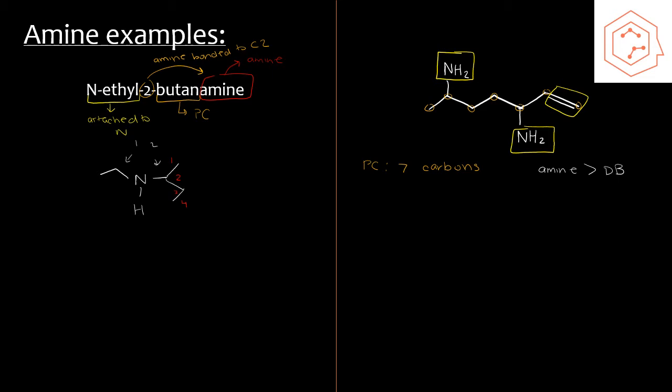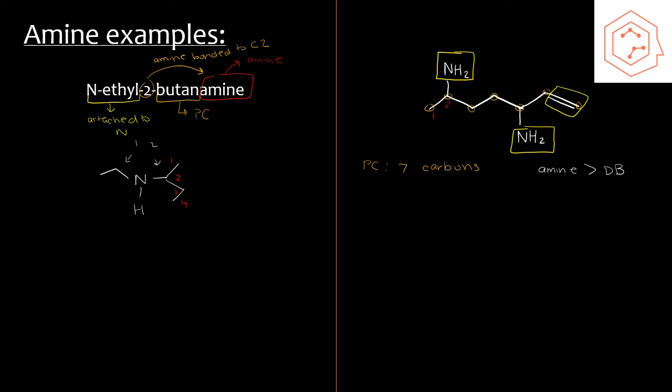Now, we have to number the parent chain such that our functional groups are assigned the lowest possible carbon number. Now, I know it's tempting to assign this as carbon 1 because we have a functional group there, but remember, it's not our highest priority, so that's going to mess up how we number it. We actually want to start numbering from which amine group is going to have the lowest possible carbon number. And that will happen if we start numbering left to right.